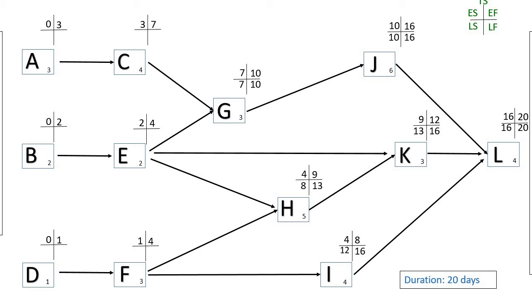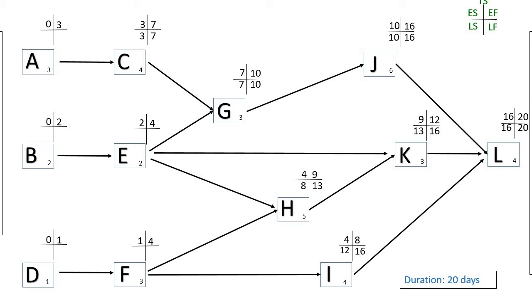Now moving along, we see C. The late start for G is on day 7, so the late finish for C would be on day 7. 7 minus the duration of 4 would give you 3.